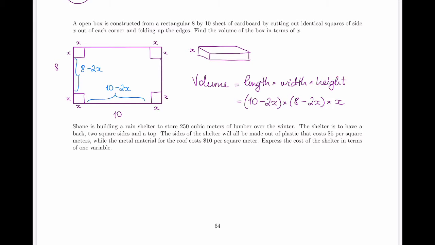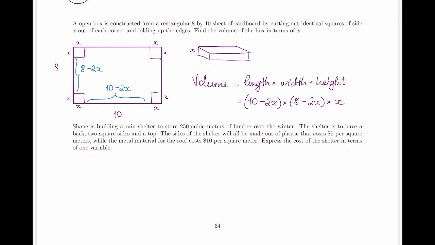So we're told that Shane is building a rain shelter to store 250 cubic meters of lumber over the winter. The shelter is to have a back, two square sides, and a top. The sides of the shelter will all be made out of plastic that costs $5 per square meter, while the metal material for the roof costs $10 per square meter. We would like to express the cost of the shelter in terms of one variable.